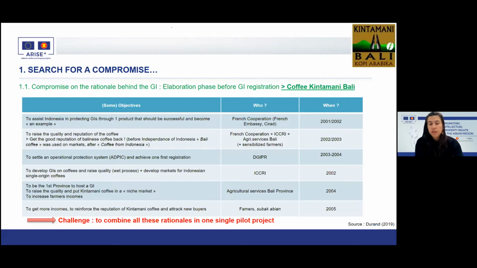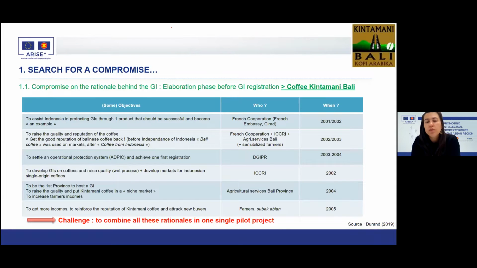For the agricultural services of Bali, the rationale was to be the first province to host a GI. It was very important for them. Also to raise the quality and put the name Kintamani and the product in a niche market, and also to increase farmers' income.